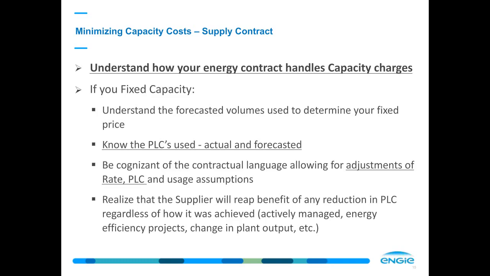If you fix capacity, you have to understand that there are forecasted volumes being used to determine your fixed price. And that in and of itself can lead to differences in supplier pricing to the customer. So just to make an easy example, if you're forecasted to have $50,000 of capacity costs and you use 50,000 megawatt hours a year within your portfolio, that would equate to $1 per megawatt hour for capacity.